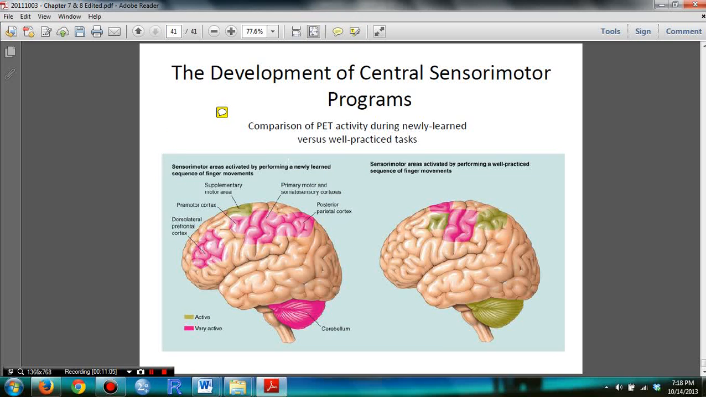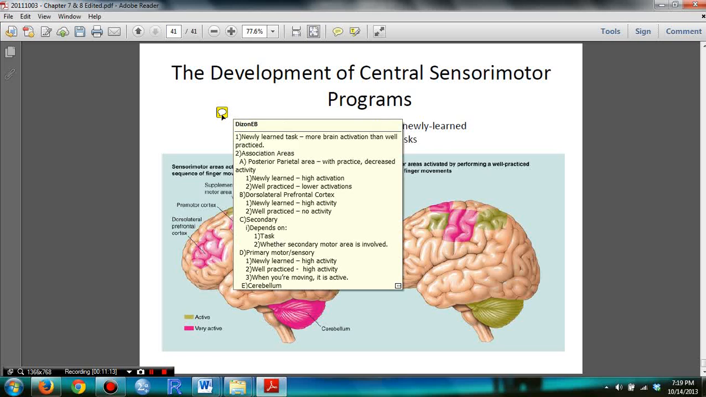And for this final slide, you need to understand the development of central sensory motor programs. Here is my side note. Learning a new task involves more brain activation than rote practice. In the association areas, the posterior areas, with practice there's a decrease in neural activity: newly learned, high activation; well practiced, lower activation. In the dorsolateral prefrontal cortex, a newly learned task has high activity, and well practiced has no activity.